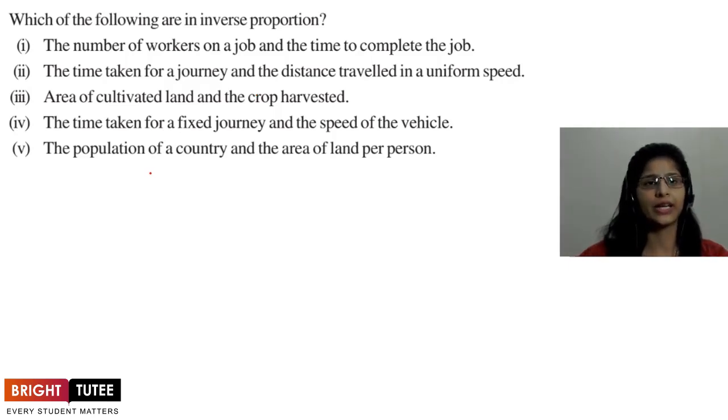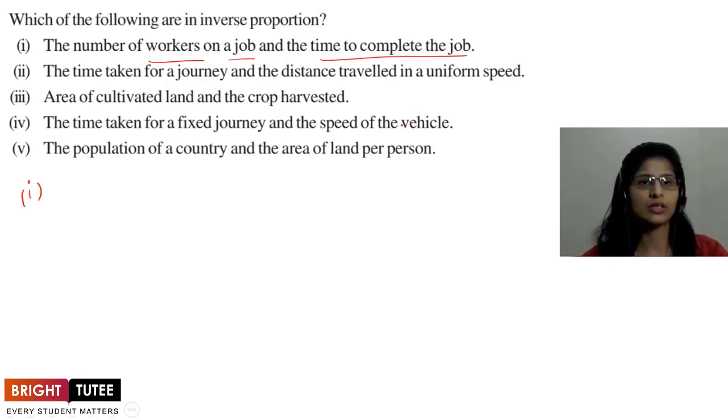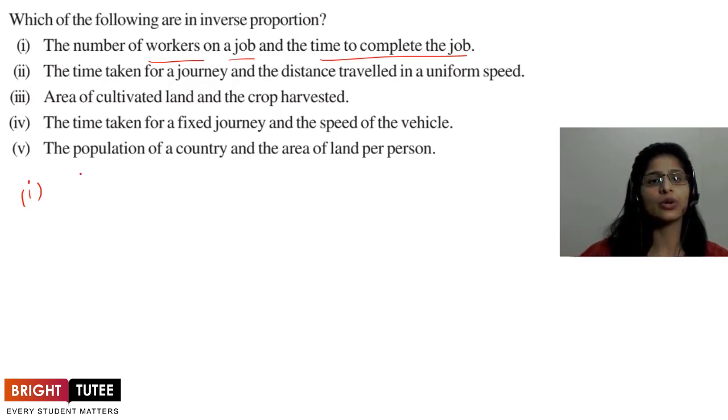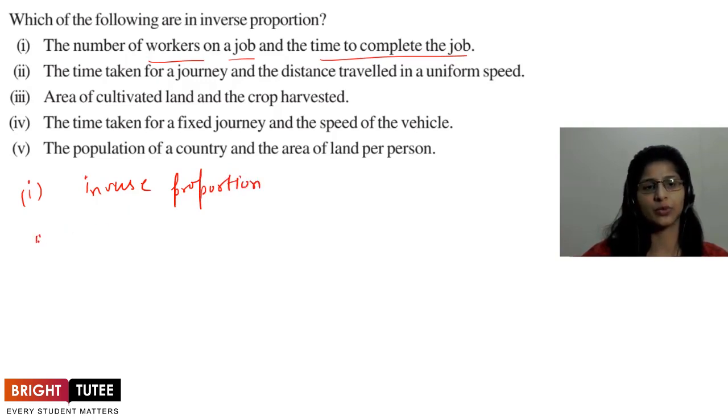Okay. So here the first part is the number of workers on a job and the time to complete the job. So is this inverse proportion or not? Number of workers on the job and the time. If I increase the number of workers, the time taken to complete the job is lesser, right? So inverse proportion. So the first part of the question is inverse proportion.